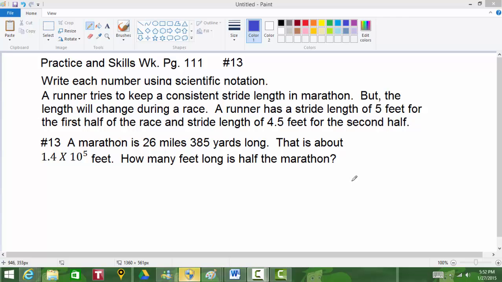Okay, so on this problem, let's go ahead and write down our number that's in scientific notation. And we want to know what it is in a half marathon. So what we're really doing is just dividing this by 2. So I'm going to divide by 2.